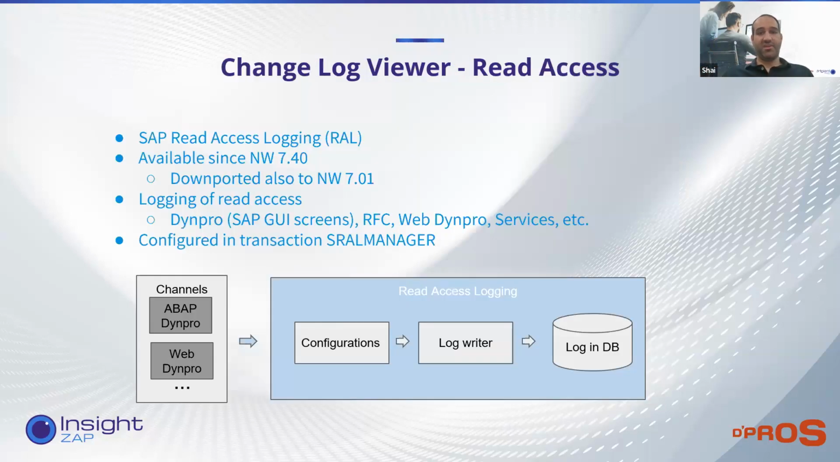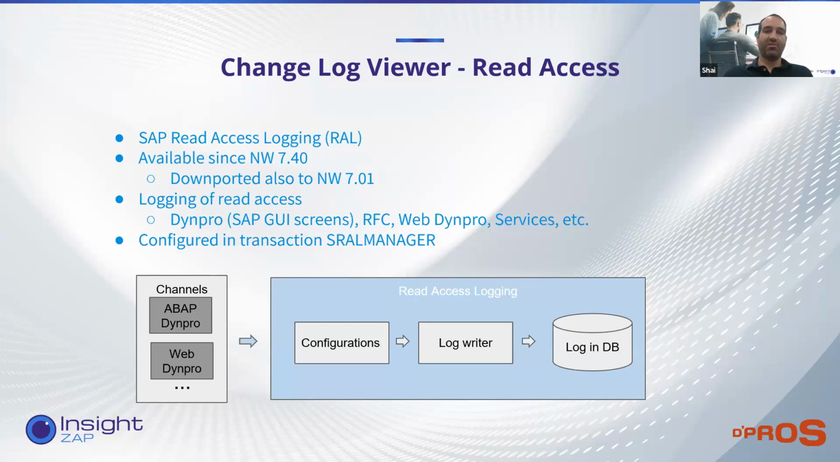A nice feature, which many of you might not be aware of, is SAP read access logging, or in short, RAL. It is a feature available since NetWeaver 7.4, more than 10 years ago, I think. And it is even downported to NetWeaver 7.01, which means that basically any one of you can use it. The nice feature of this module is that it allows you to log displays and views of the data and not just changes. For example, I can log users who display the bank data of a customer or any other data, and then review it.